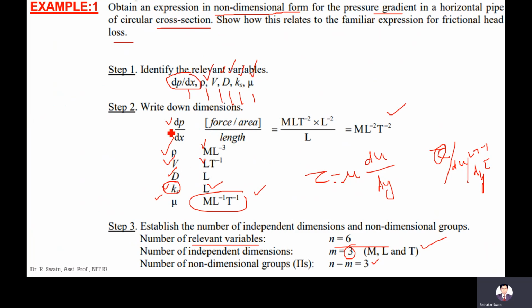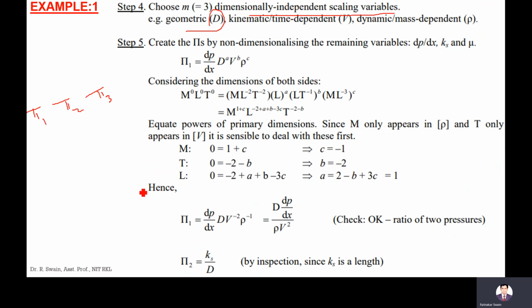Out of these 6 variables, density is mass, a dynamic property, and velocity, a kinematic property. So rho, v, and there is a geometric property, diameter d. So rho, v, d are the repeating variables, that should be repeated in all groups. In Pi 1 it must have d to the power a, v to the power b, rho to the power c.